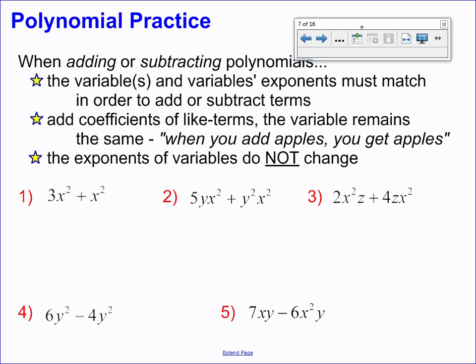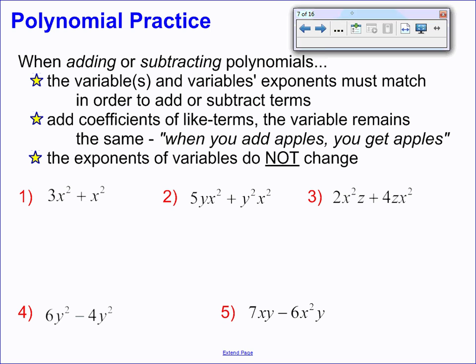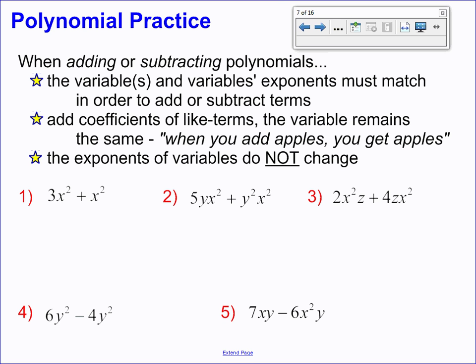All right, so today we're going to be adding and subtracting and multiplying polynomials. First up, we can only combine like terms when adding or subtracting polynomials if the variables and variables' exponents match exactly. So in order to combine like terms through addition or subtraction, the variable components have to match exactly.